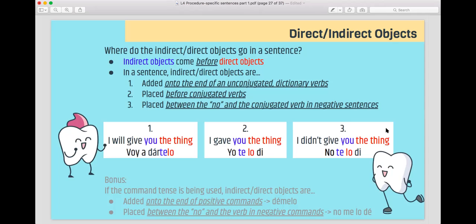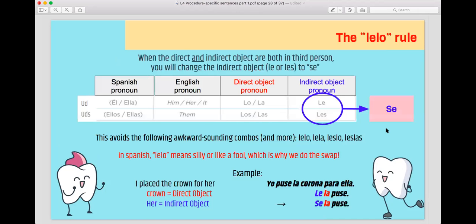And at the bottom, I believe you guys last time talked about how to do this with command tense. And it's very similar to this. In command tense, we would add it like situation 1, just add it on to the end of the positive command verb conjugation. And if you wanted to do a negative command, which is no, don't do something, you would again have the no placed before the objects and then the conjugated verb. So no me lo de, but we won't worry about that for today.